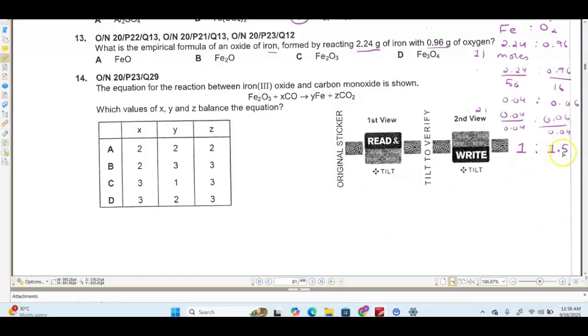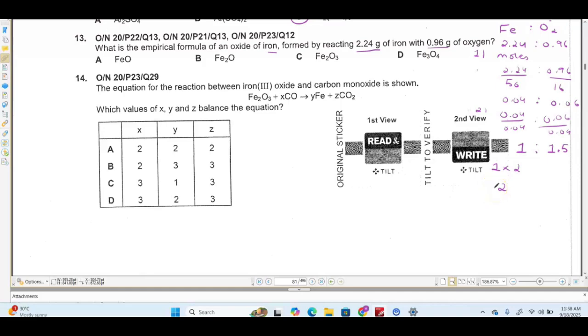But we need simple whole number ratios, okay? We can't work with 1.5. So what we are going to do is multiply both these ratios with something that gives us a whole number, okay? So if we multiply 1 with 2, we get 2 over here.